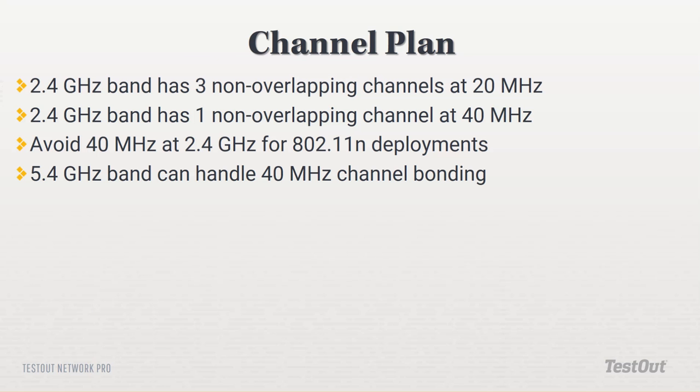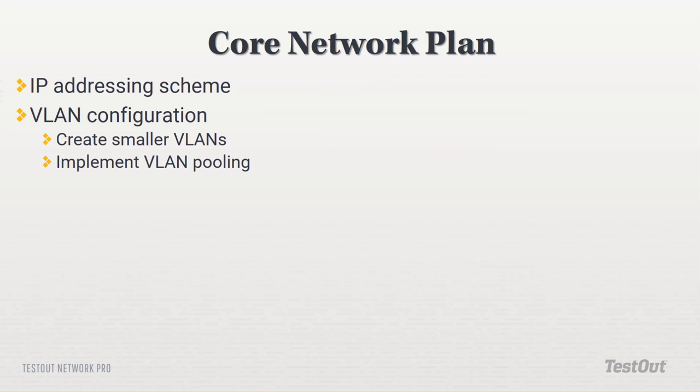Again, you want to have a channel plan. 2.4 GHz has three non-overlapping channels at 20 MHz. We talked about that as 1, 6, and 11. 2.4 GHz has one non-overlapping channel at 40 MHz, so avoid 40 MHz at 2.4 for 802.11n deployments, because N allows you to access 5 GHz. And then the 5.4 and 5.75 bands, depending upon which one you have, can handle 40 MHz channel bonding.